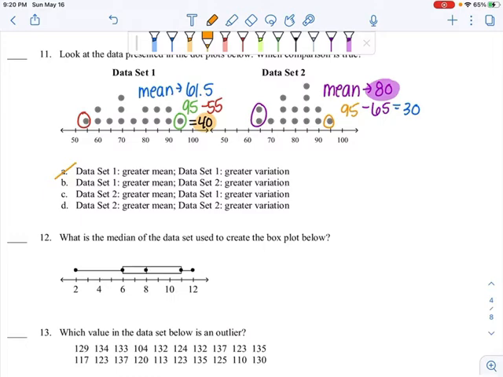C and D both say data set 2 has the greater mean. C says data set 1 has the greater variation, okay, which is true. So that would be C, and we could see why it's not D because it says data set 2 has the greater variation.